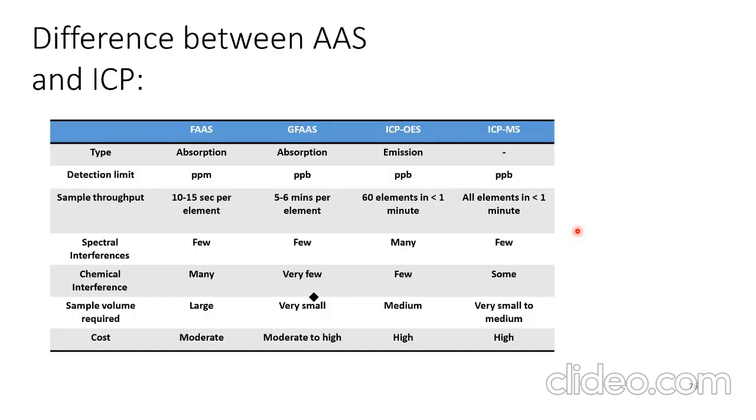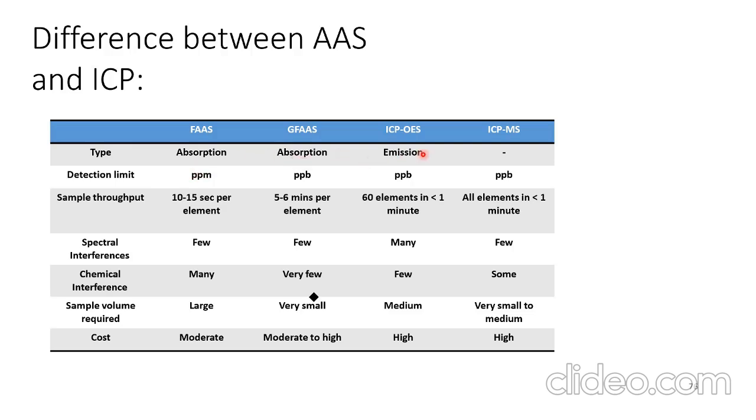So the difference between ICP and AAS, let's check. Here F means the flame and GF is the graphite furnace. AAS is atomic absorption spectroscopy, and ICP is either OES or MS. The type of phenomenon happening in AAS is absorption in both flame and graphite furnace. Absorption will happen.